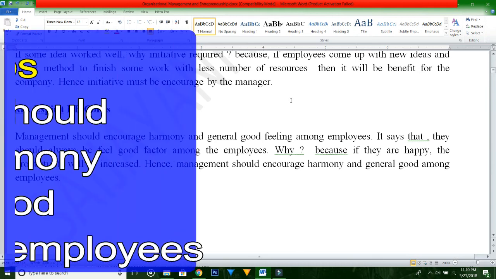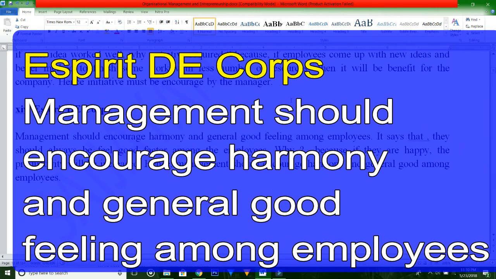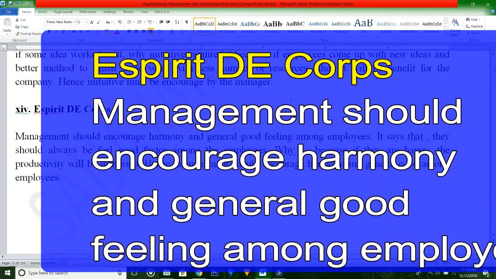Esprit de corps. Management should encourage harmony and general good feeling among the employees. It says that there should always be a feel-good factor among the employees. Why? Because if they are happy, productivity will increase. Hence, management should encourage harmony and general good feeling among the employees.